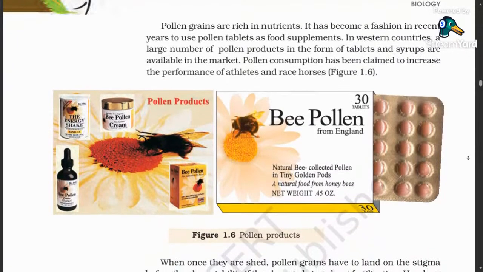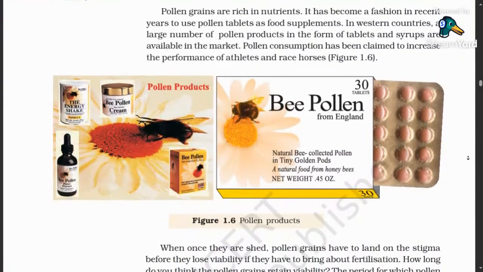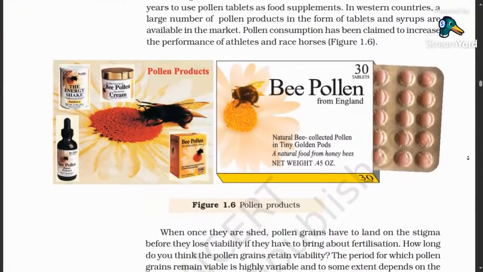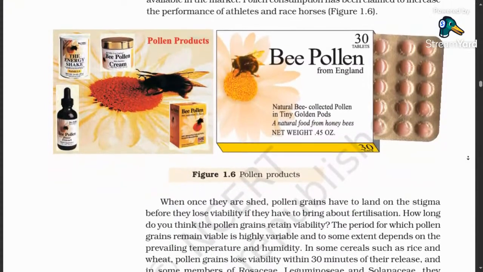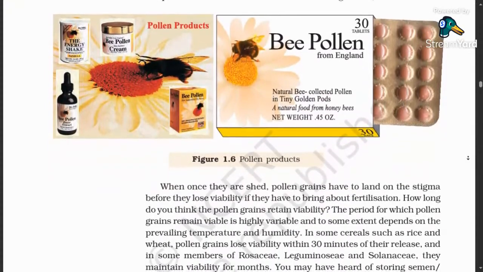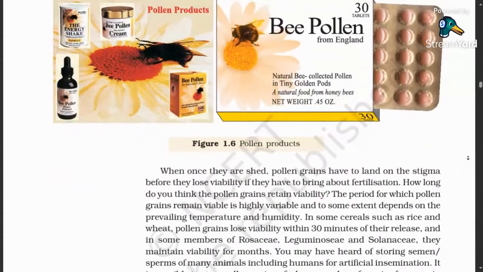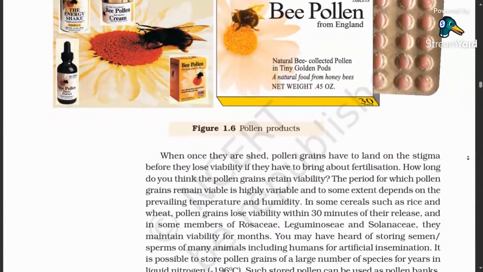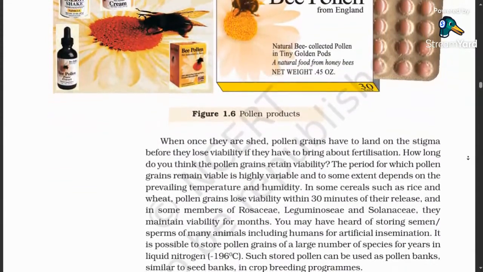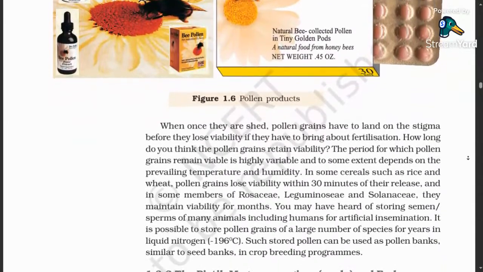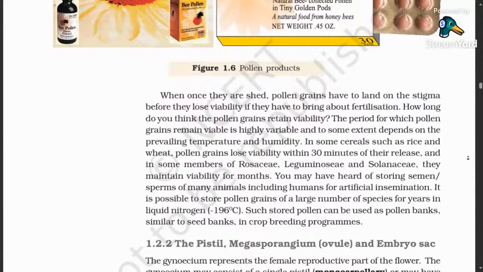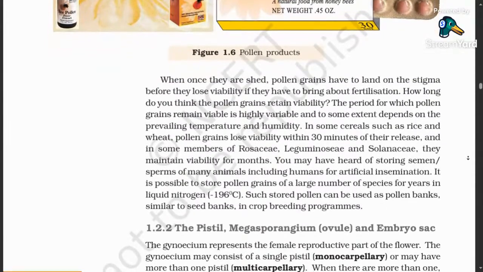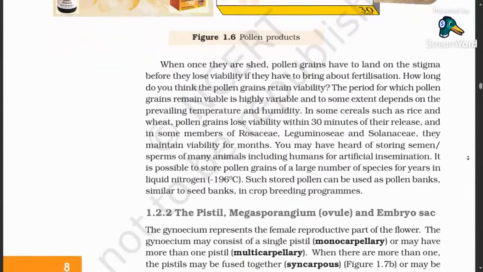When once they are shed, pollen grains have to land on the stigma before they lose viability if they have to bring about fertilization. How long do you think the pollen grains retain viability? The period for which pollen grains remain viable is highly variable and to some extent depends on the prevailing temperature and humidity. In some cereals such as rice and wheat, pollen grains lose viability within 30 minutes of their release, and in some members of Rosaceae, Leguminosae, and Solanaceae, they maintain viability for months.